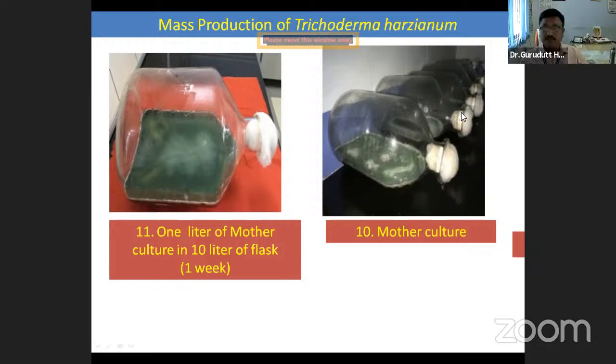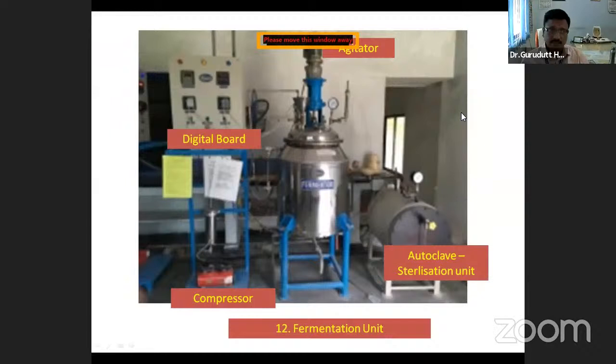And then in our institute we are following fermentation technology, that is a fermentation unit. You can see it is connected with a sterilization unit, compressor, and then an agitator, and all of this is connected to a digital board. Many of you might have seen this. This is just a 100 liter capacity. Likewise, you can go for more capacities also, 200, 500, 1000 liter capacities, with slightly bigger facilities.